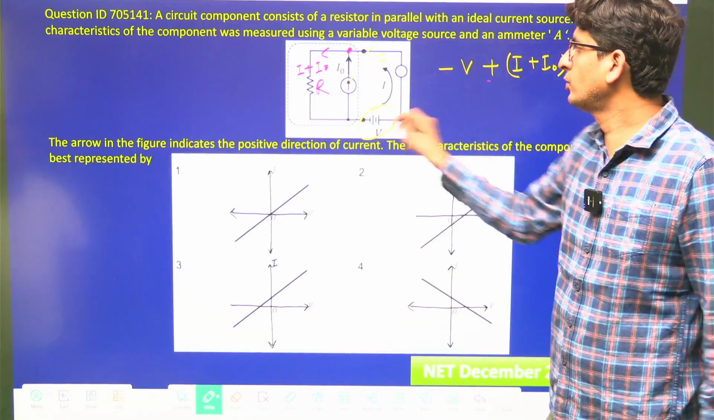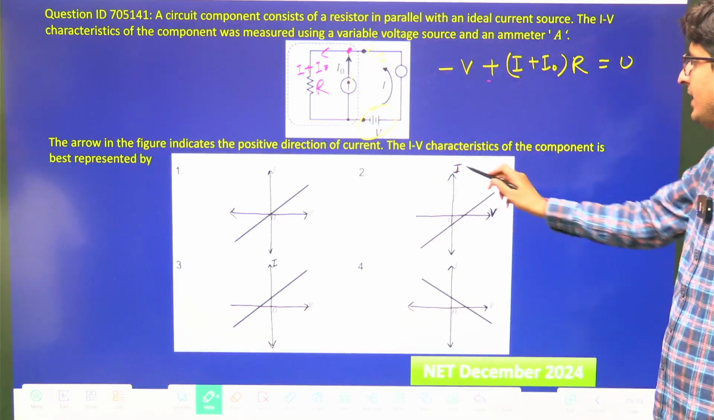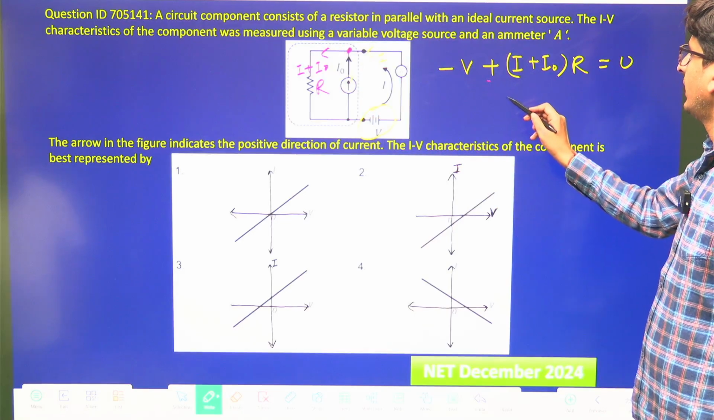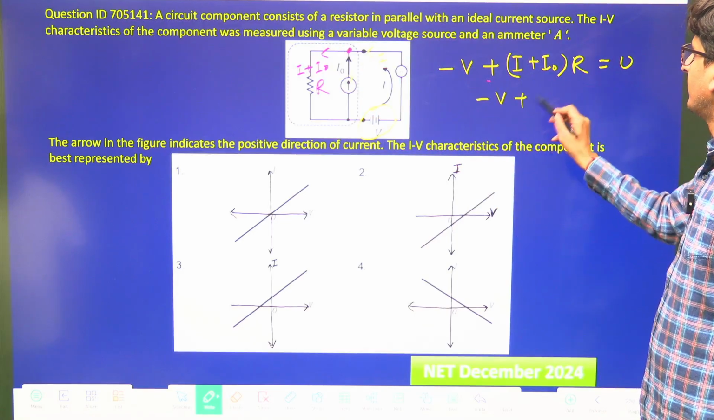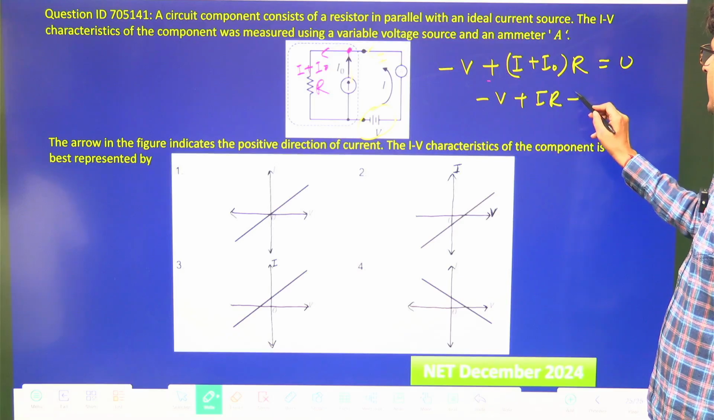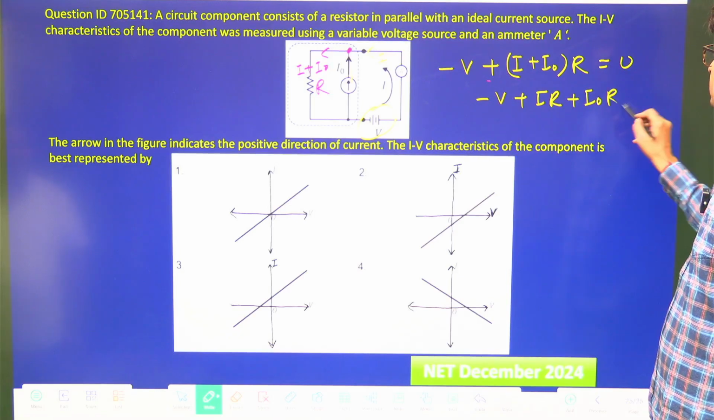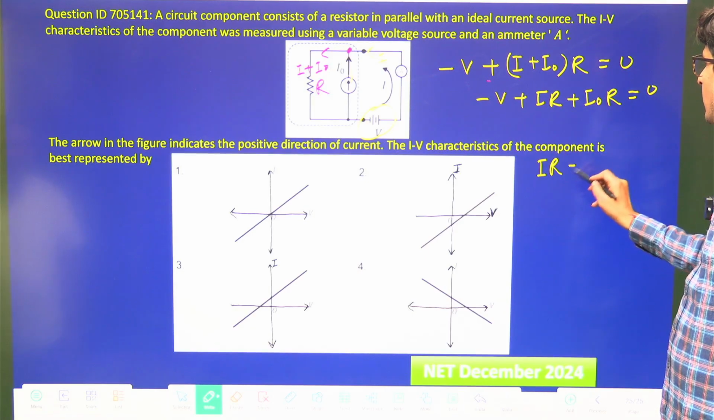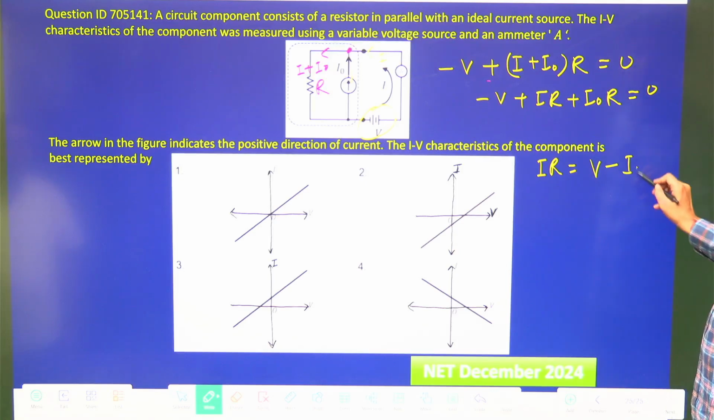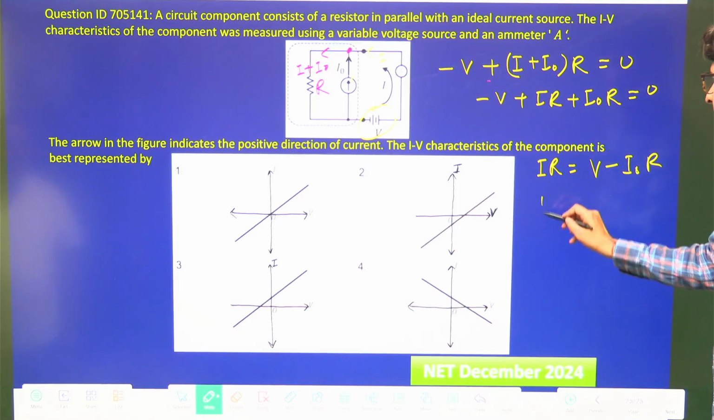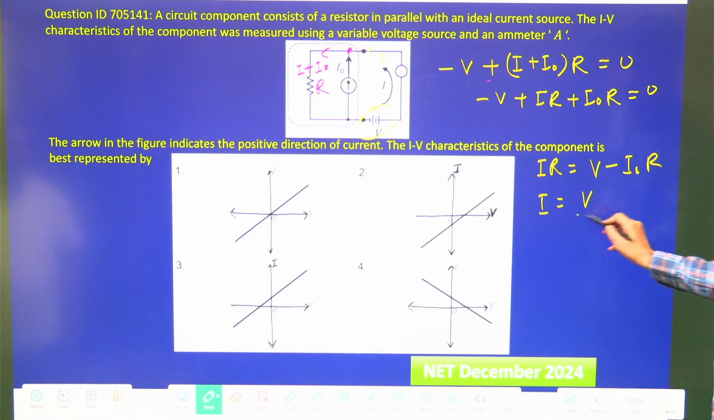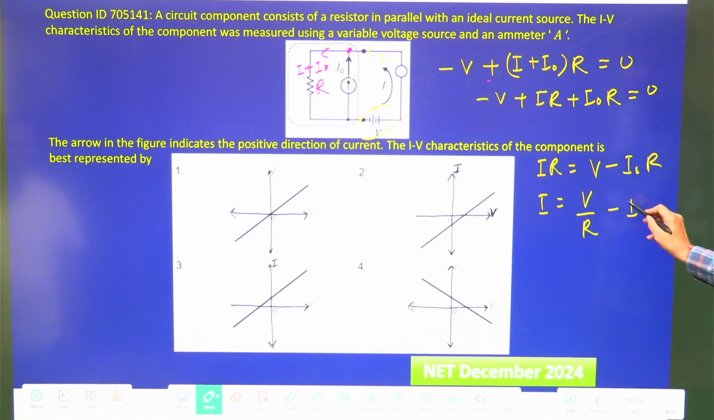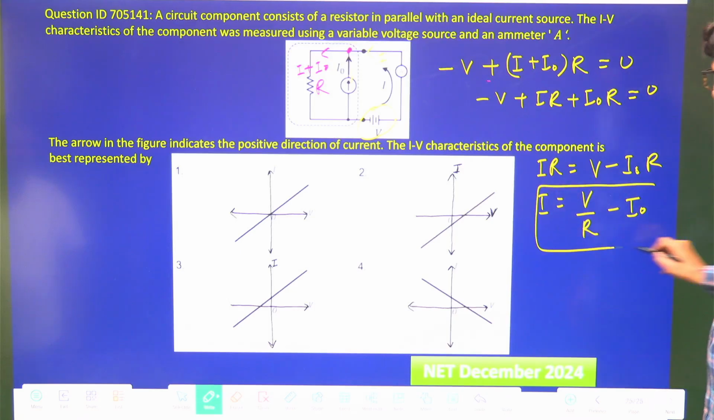So this is the closed loop, and I have to plot between I and V. So it will be minus V plus IR plus I naught R is equal to 0. So IR is equal to V minus I naught R, and I is equal to V by R minus I naught. So this is the equation that we got.